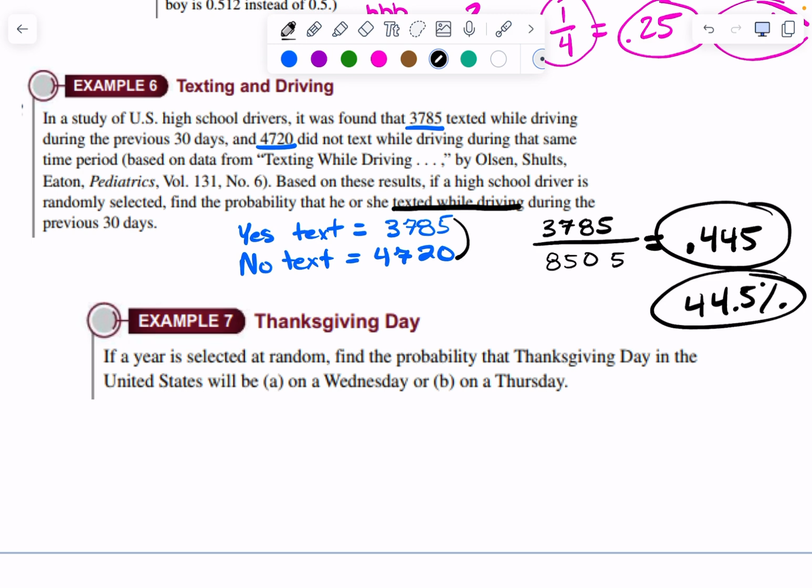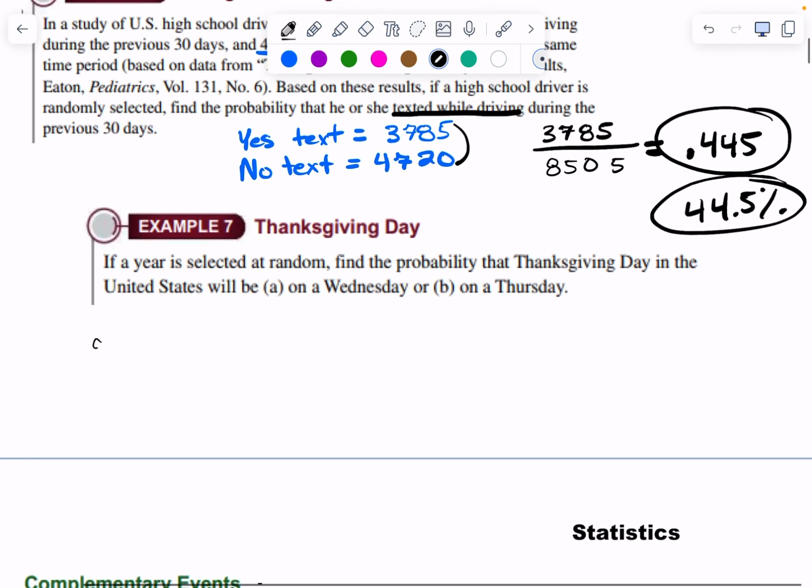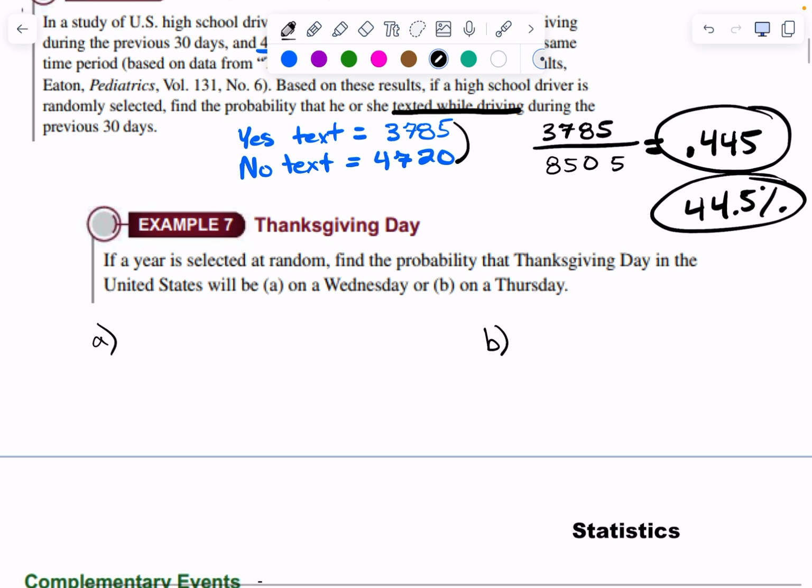All right, Thanksgiving Day. I love this example because I get somebody every year. If a year is selected at random, find the probability that Thanksgiving Day in the United States will be on a Wednesday, or that Thanksgiving Day will be on a Thursday. I always get somebody to say 1 out of 7, right?